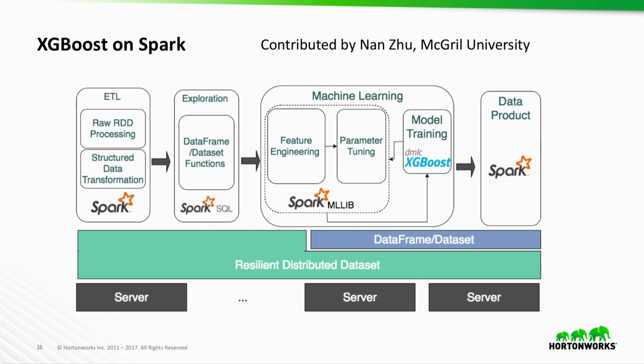After that, we want to train some models using machine learning algorithms. Spark MLlib has provided some built-in machine learning algorithms. And in our proposal, we want to put XGBoost, especially distributed XGBoost, into the Spark machine learning pipeline and let users use it very easily.